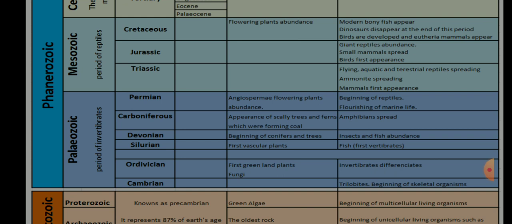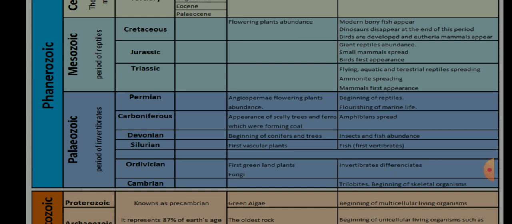So, if we come back to Cambrian, it is known with trilobites. Ordovician, beginning of green plants and fungi. Silurian, first vascular plants and fish. Devonian, beginning of insects and beginning of conifers and trees.